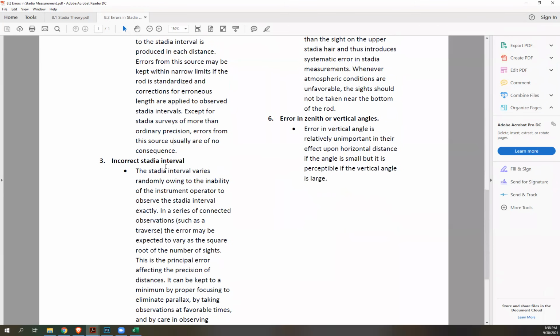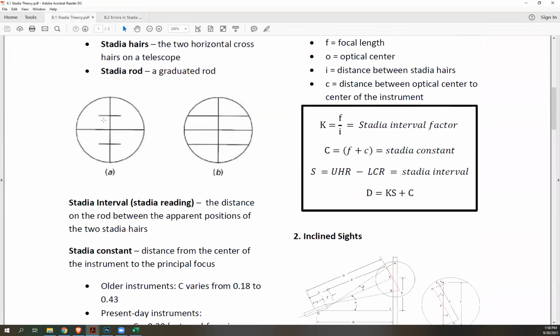The third error is incorrect stadia interval. The stadia interval varies randomly owing to the inability of the instrument operator to observe the stadia interval exactly. Now this is a human error, because getting the stadia interval is getting the difference in readings between the highest and lowest crosshair. So one way for you to mess this up is by incorrect reading. So human error is a factor here.